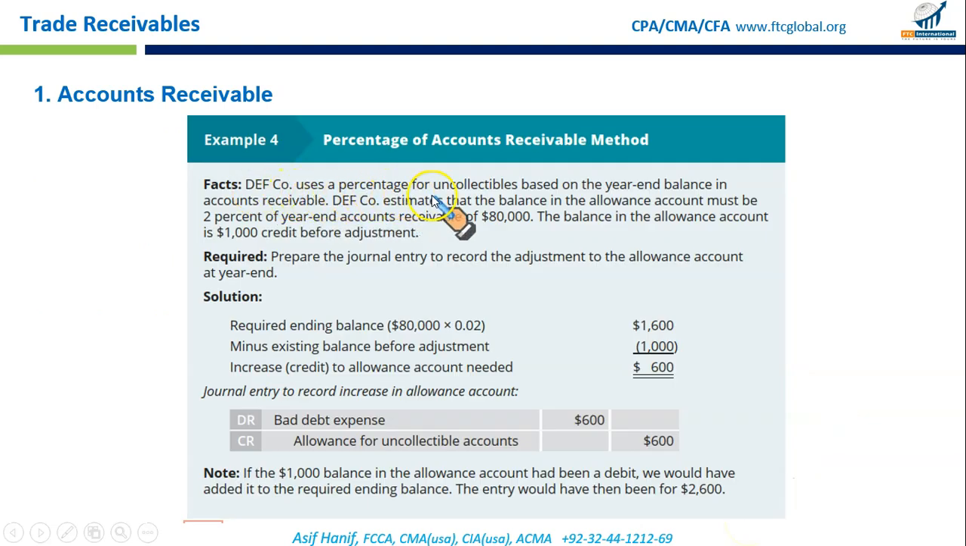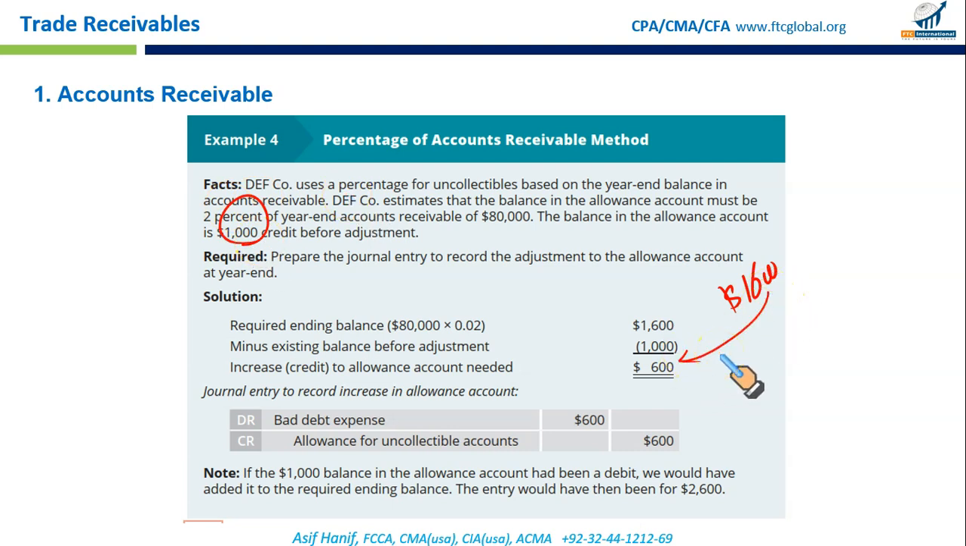DF company uses percentage for uncollectible based on the year-end balance in account receivables. DF estimates that the balance in the allowance account must be 2% of the year-end account receivables of $80,000. The balance in allowance account already has a credit balance of $1,000 before any adjustment. Prepare the journal entry to record the adjustment to the allowance account at the year-end. See, $80,000 is the balance of receivables. We need 2%. That means we need $1,600 balance in our allowance. Since $1,000 balance is already available, we need to make the entry for the differential.